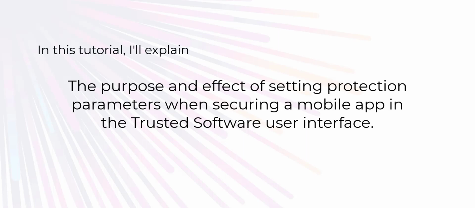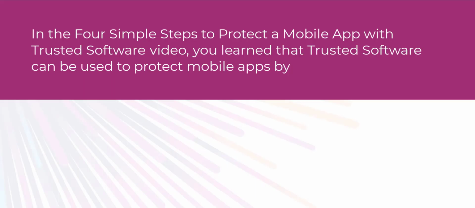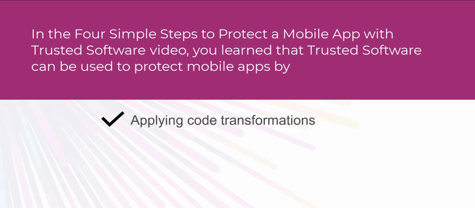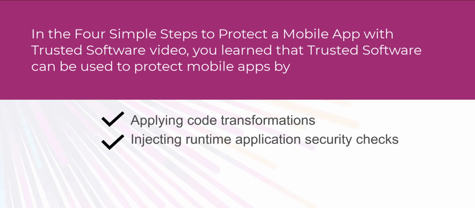Hi and welcome. In this tutorial, I'll explain the purpose and effect of setting protection parameters when securing a mobile app in the Trusted Software User Interface. In the 4 Simple Steps to Protect a Mobile App with Trusted Software video, you learned that Trusted Software can be used to protect mobile apps by applying code transformations and injecting runtime application security checks.